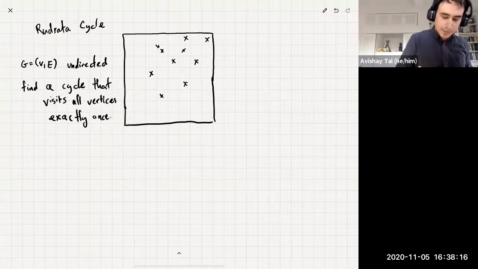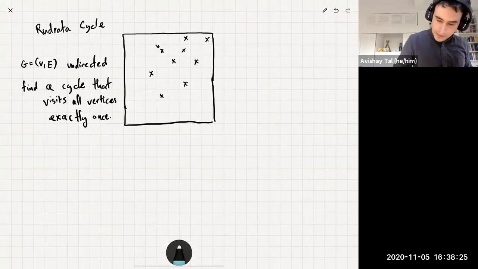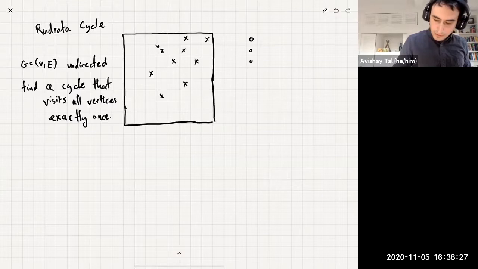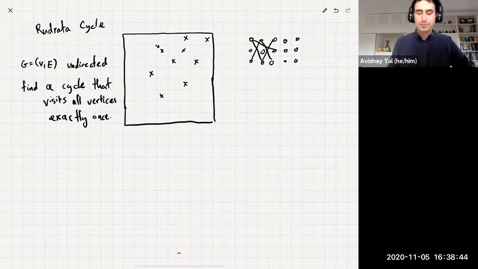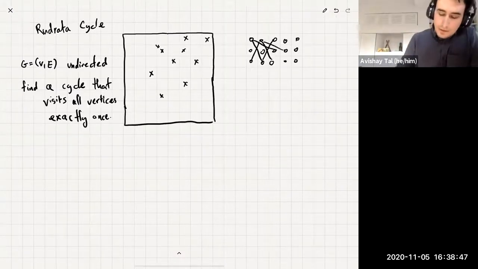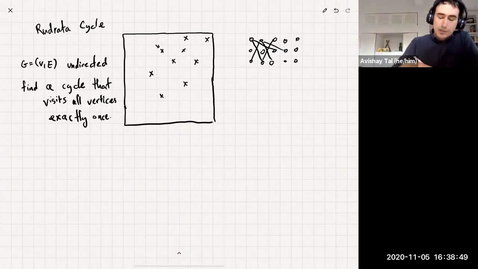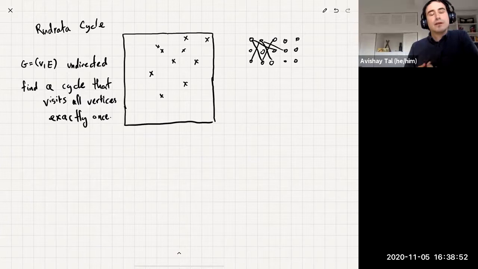Okay, so what's the connection between the problem on this chess and the graph, right? How do we abstract it? We can just have vertices for each square, right? And we connect two vertices if there's a knight move that goes from one to the other, right? So we have some connections like that. And then this question, like if we know how to solve this question on general graphs, then definitely we know how to solve it on this chess problem, right?